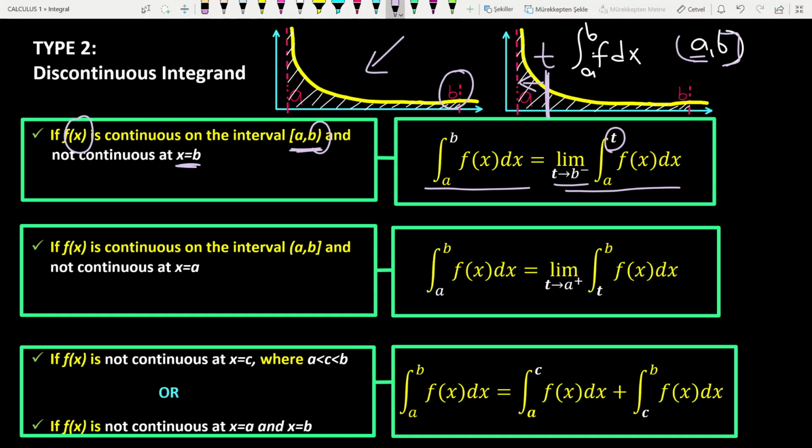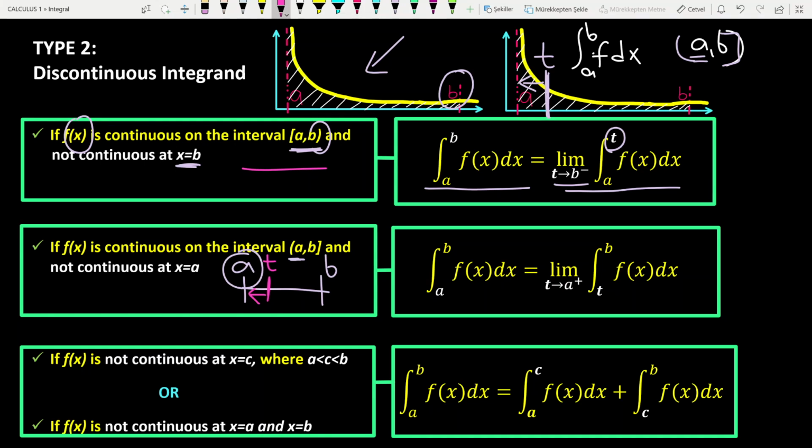Look at the second case. Now f is not continuous at the point A instead of b. So this is the interval of integration A and B. The function is not continuous here. You assign a variable. You say this is t. And you take the limit of the integral, and t approaches the point A, of course, from right.